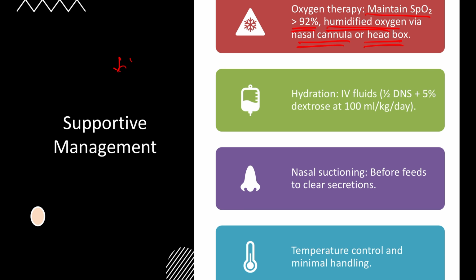Usually there will be a 30% drop in feeding. So if there is a greater drop, we shall go for IV fluids with half DNS and 5% dextrose at 100 ml per kg per day. Nasal suctioning before feeds to clear any secretions, and temperature control and minimal handling are required.